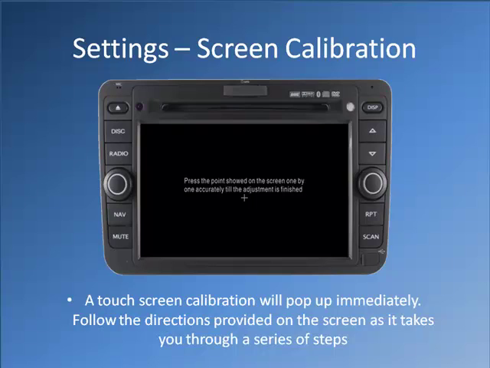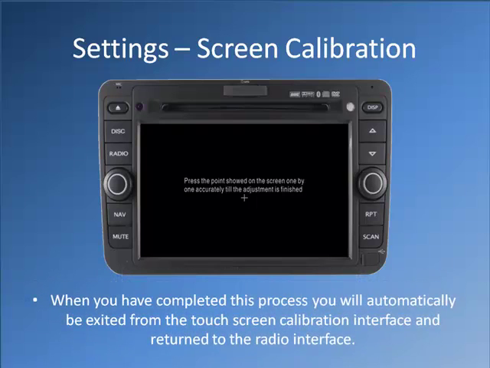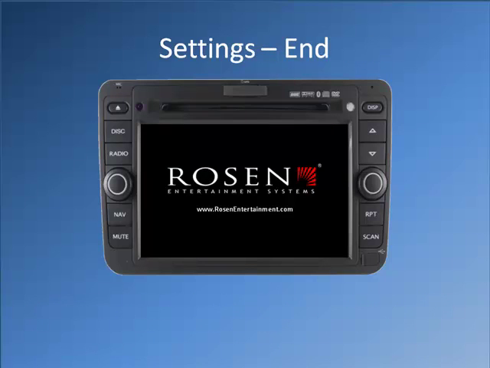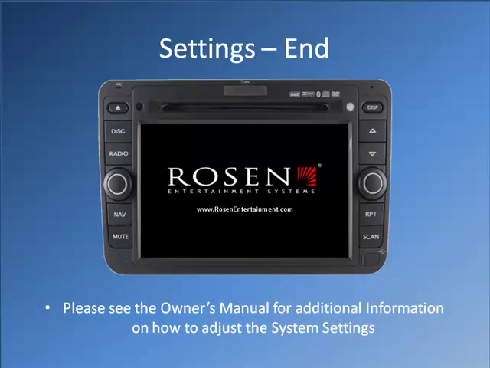You can recalibrate the screen settings by pressing Controls. A touchscreen calibration will pop up immediately. Follow the directions provided on the screen as it takes you through a series of steps. When you have completed this process, you will automatically be exited from the touchscreen calibration interface and returned to the radio interface.